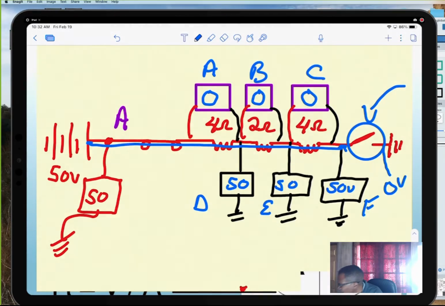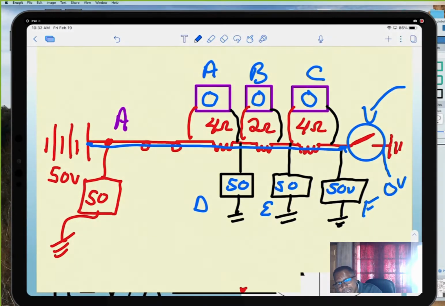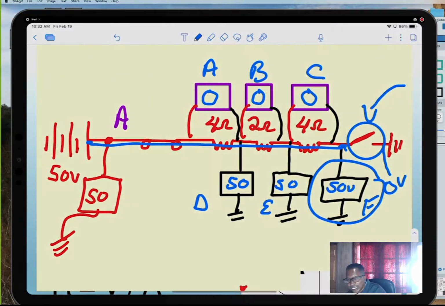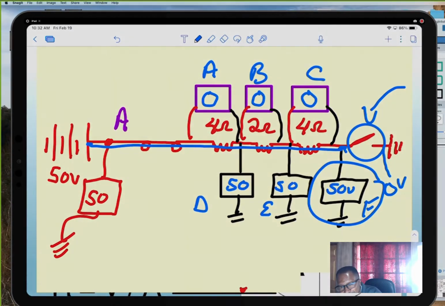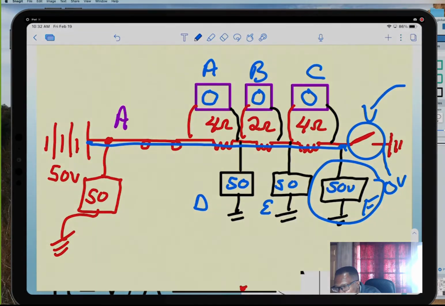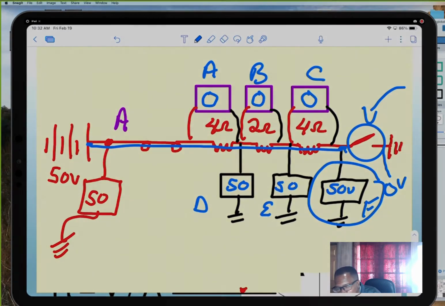Anybody have any questions on it? Now, again, here's another rule too. Anytime you have source voltage on the ground side, you have no ground. Every time. If I have source voltage on the ground side, you have no ground, guaranteed.